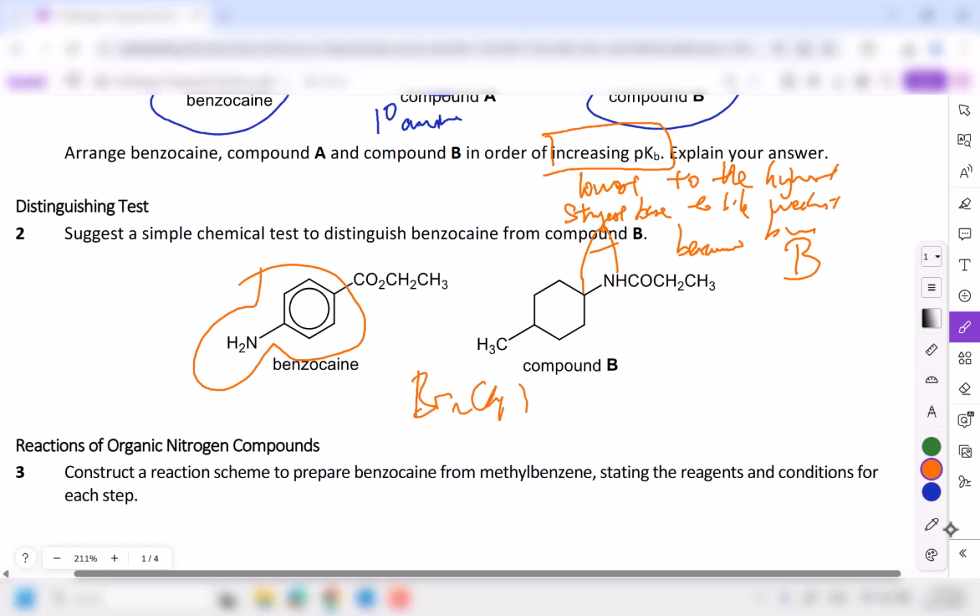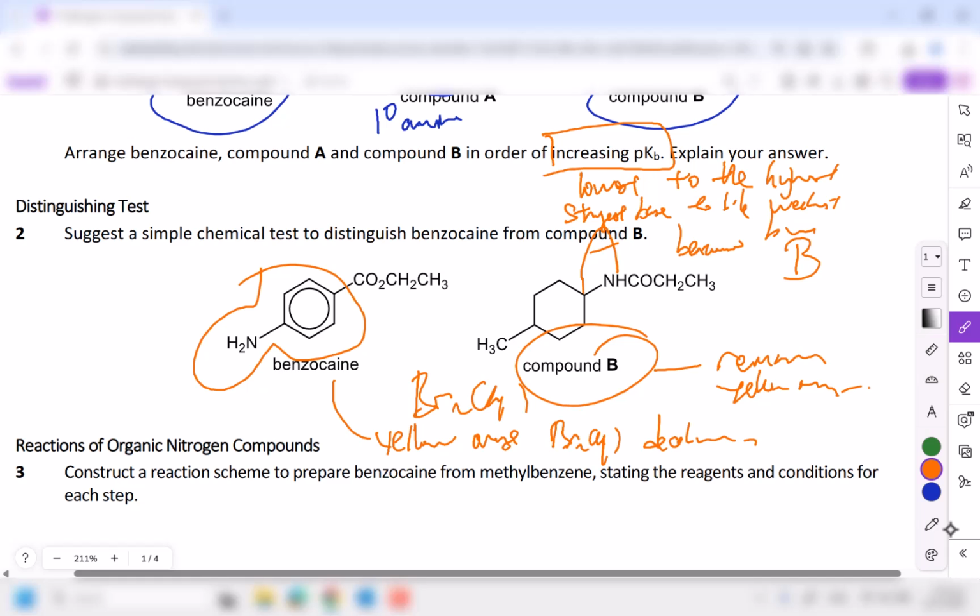When you add aqueous bromine to benzocaine, you are expecting the yellow-orange aqueous bromine to decolorize. So we're expecting for benzocaine, the yellow-orange aqueous bromine to decolorize. For compound B, it remains yellow-orange.